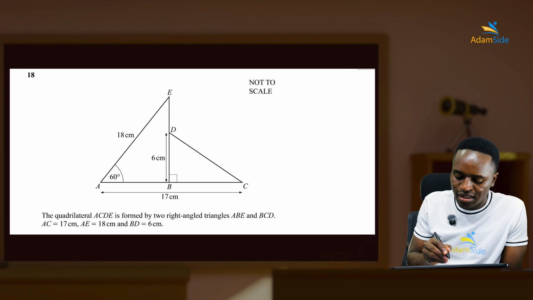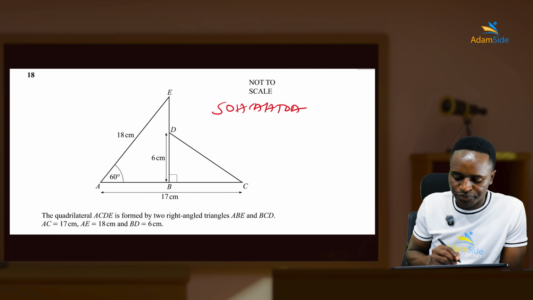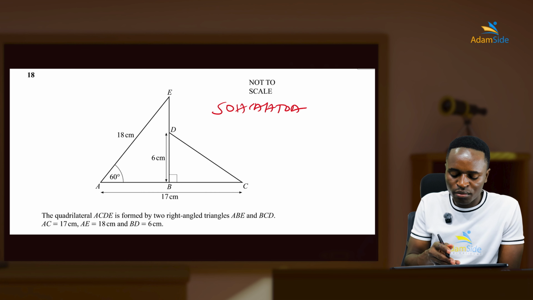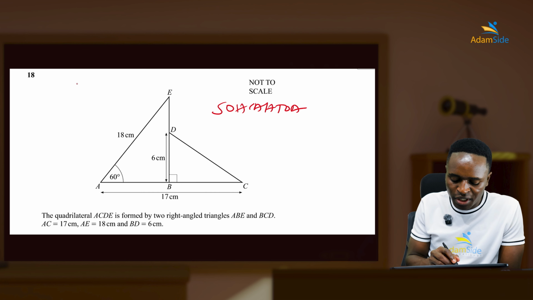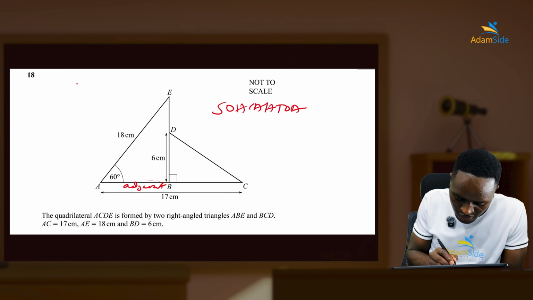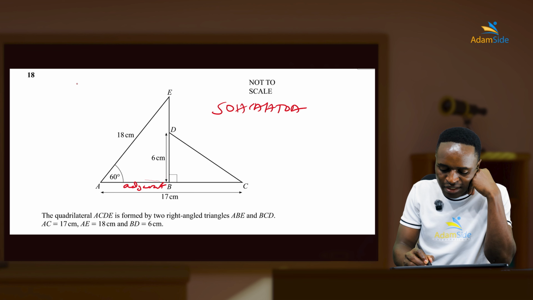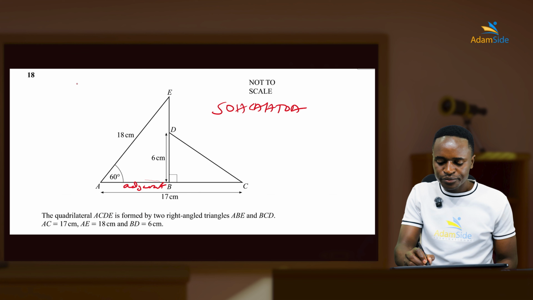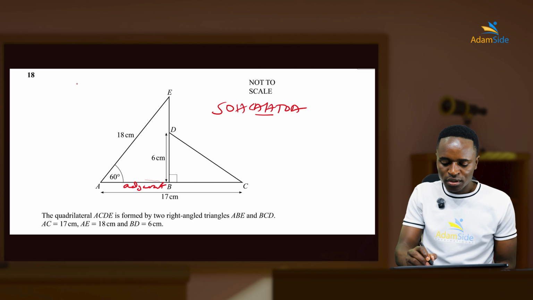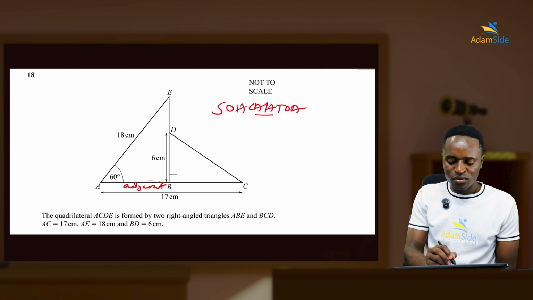So we can use the SOHCAHTOA formula. Because here we have angles and sides, which formula are we going to use to get the adjacent here? We have 60 and 18. So we are going to use what? We have adjacent on hypotenuse, so we are going to use CAH, cosine.